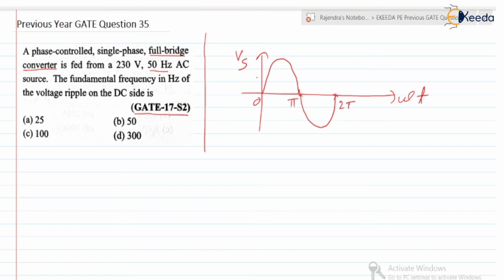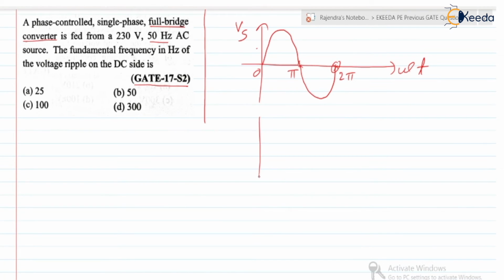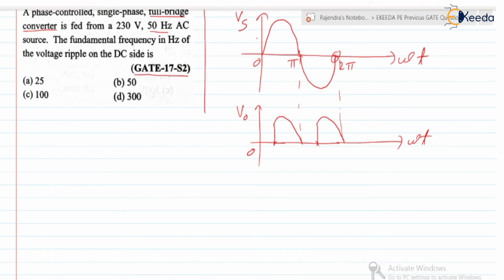So here it is one complete cycle of the supply, that is from 0 to 2 pi. Whereas in the output, if you check, we are getting two pulses corresponding to one input cycle, right? So what is the output pulse frequency? It is equal to 2 times the supply frequency.